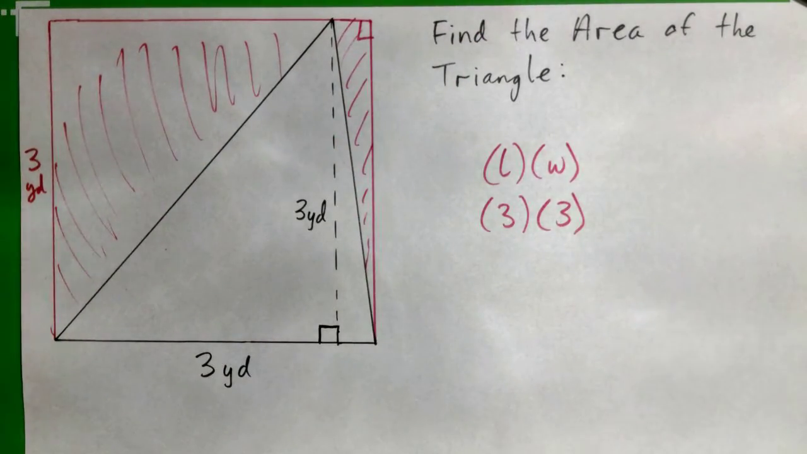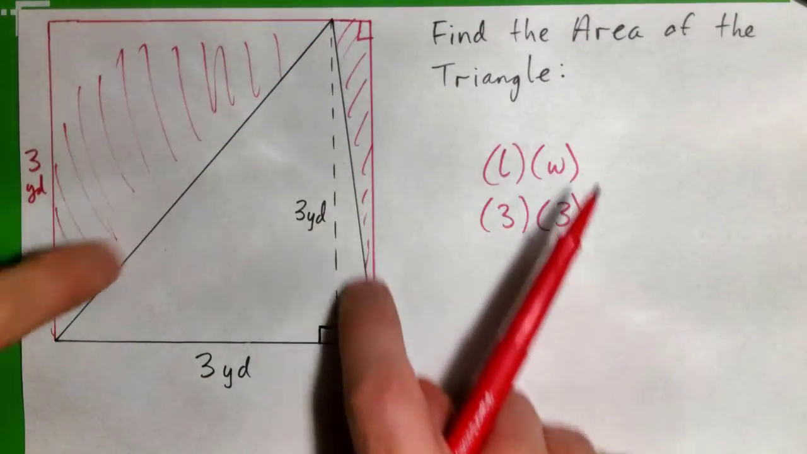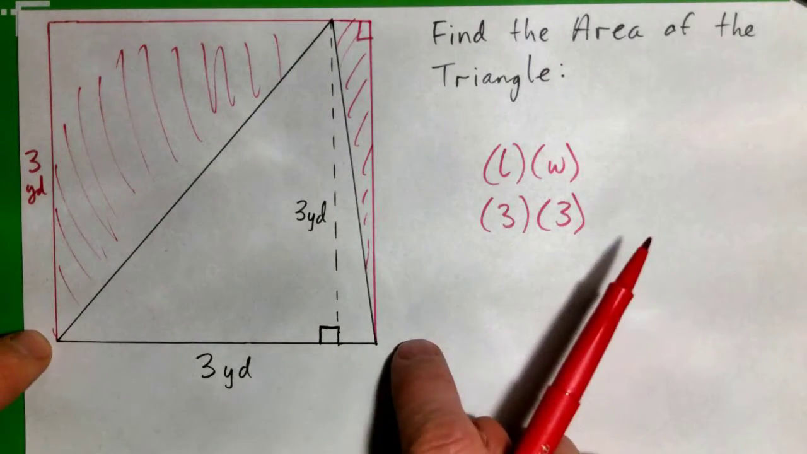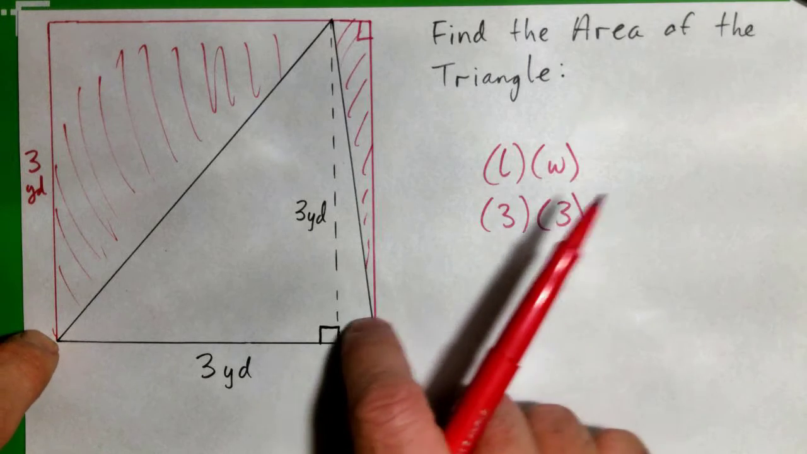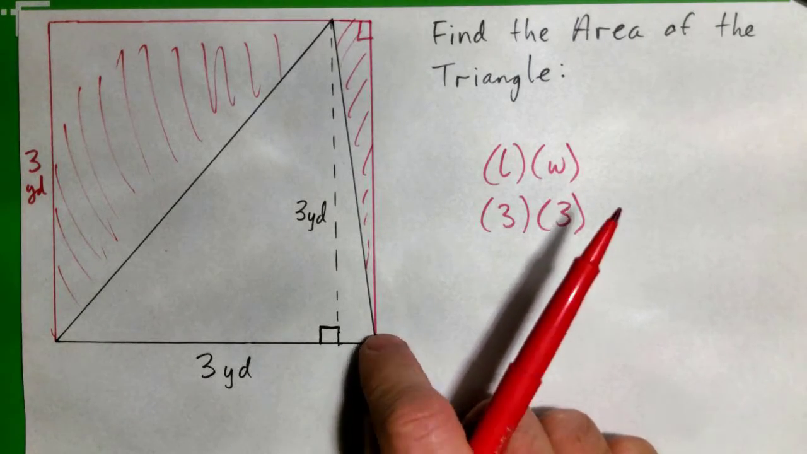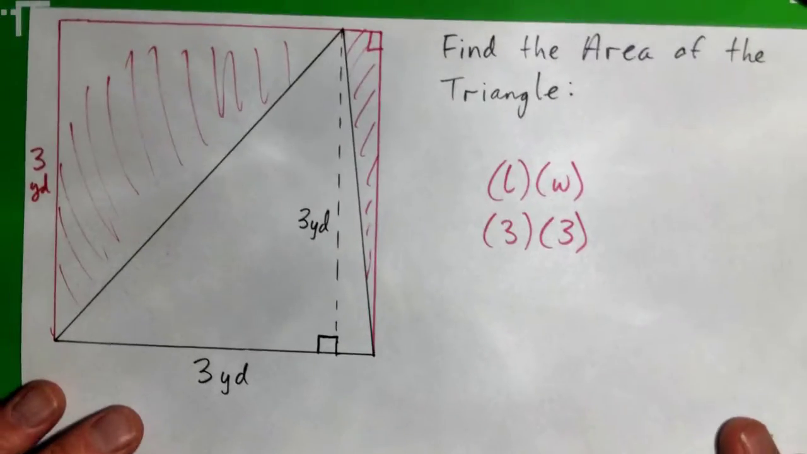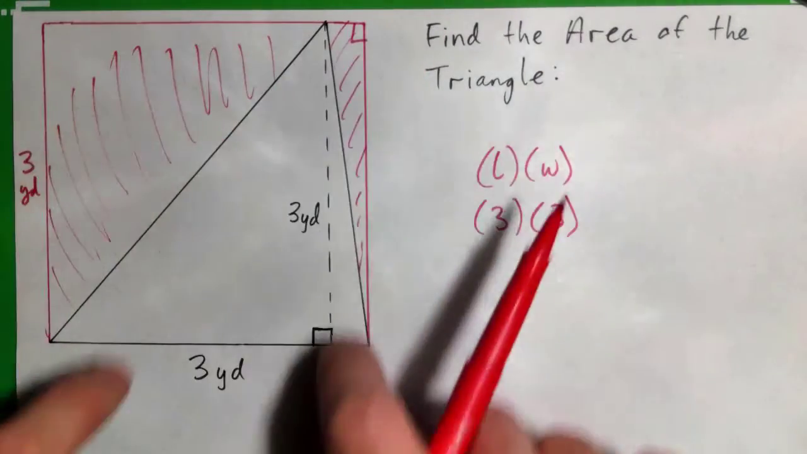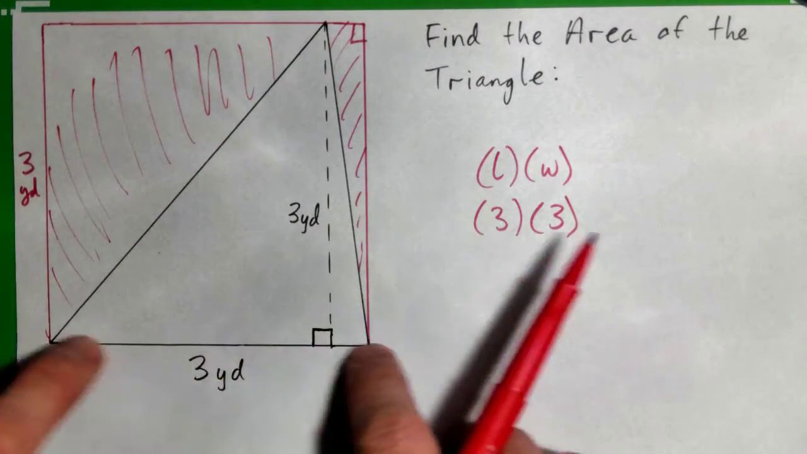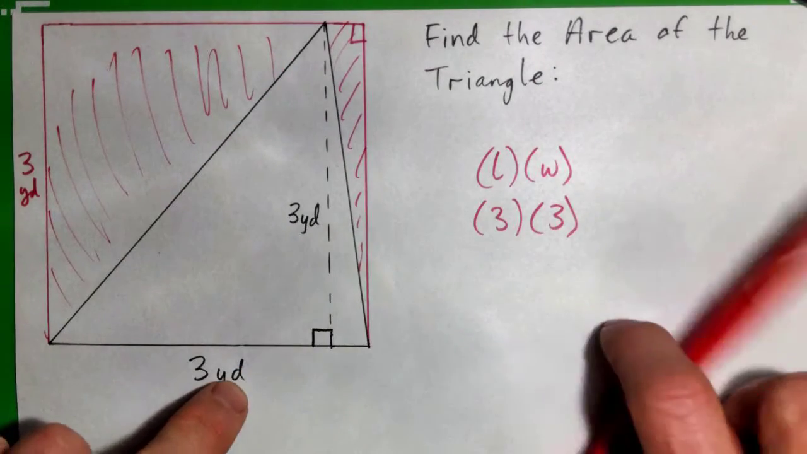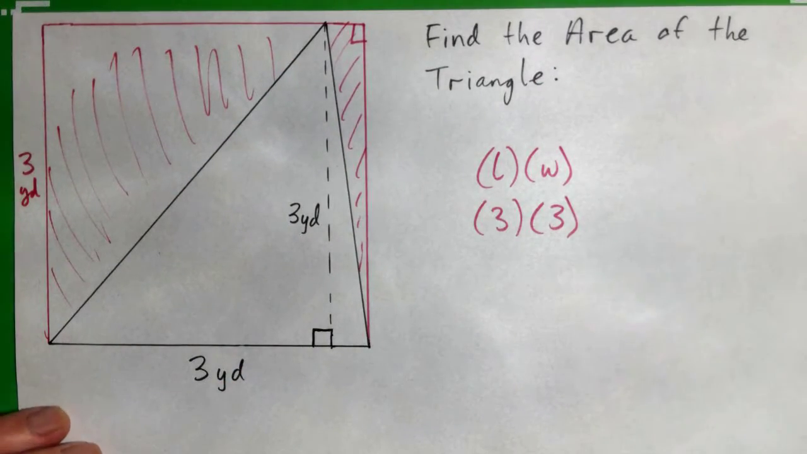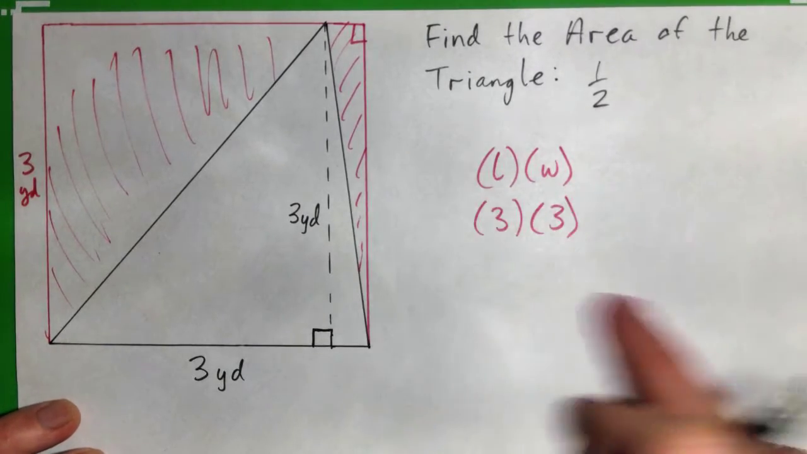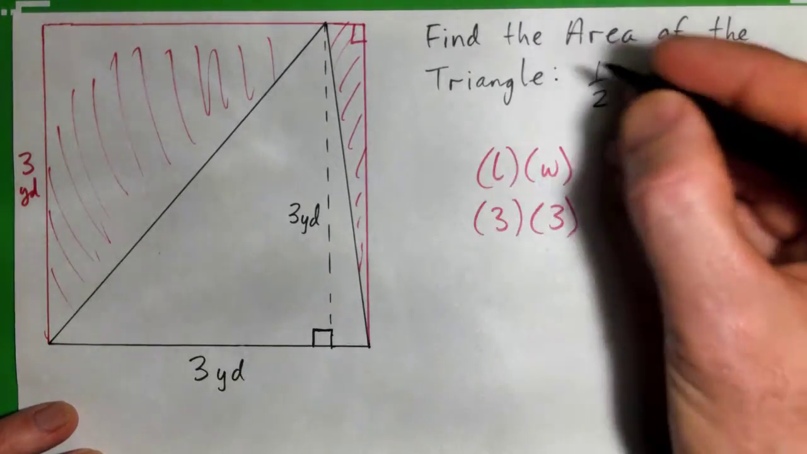So can't we say that the area of this original big triangle, compared to the area of the whole square, how would you describe the area of this black triangle? Isn't it half of it? It's half of the length times the width. Half of 3 times 3, or 9.